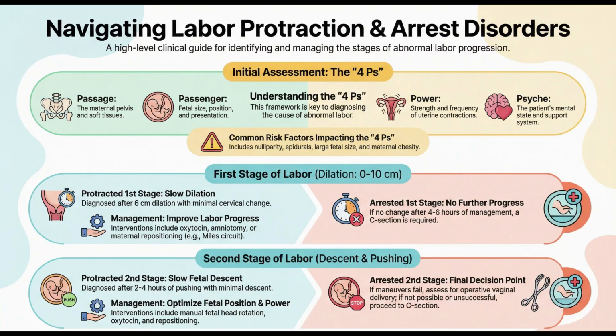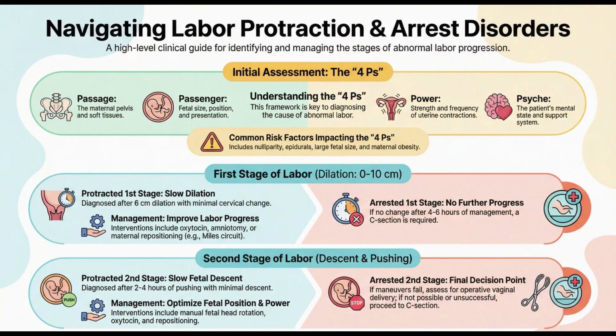But let's say the checklist passes and the OVD is attempted. What if that attempt itself fails? That is the final arrest point. If the device is applied, but the baby doesn't descend with appropriate traction, that's the end of the line. You diagnose an arrest of the second stage of labor and you move to a C-section. It means the passage-passenger mismatch was truly insurmountable.